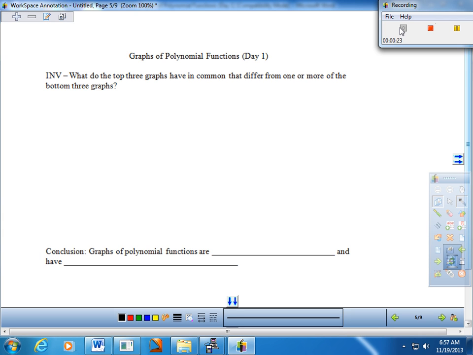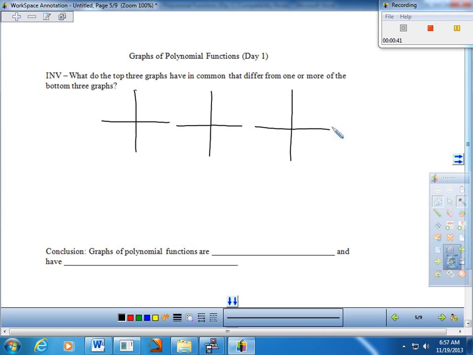The investigation reads, what do the top 3 graphs have in common that differ from one or more of the bottom 3 graphs? So we're going to have to draw these in by hand here. So what I'm going to need you to do is draw 6 coordinate planes. Let's do 3 on top. So something like that would do. And then right underneath, if you would please, let's do 3 down below. And I'm going to draw the graphs of 6 functions in just a moment here. So let's get that together.